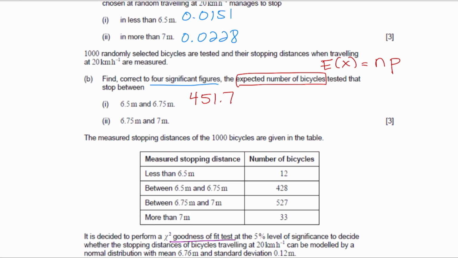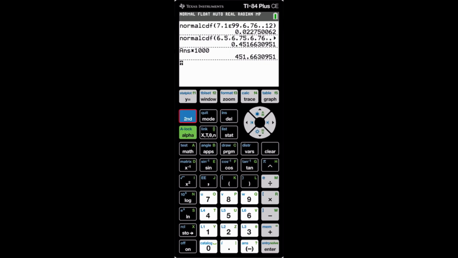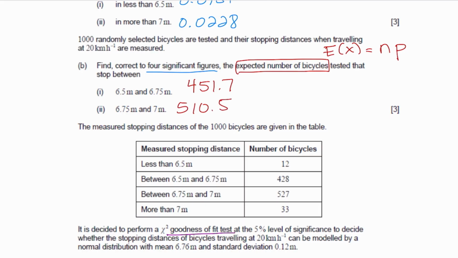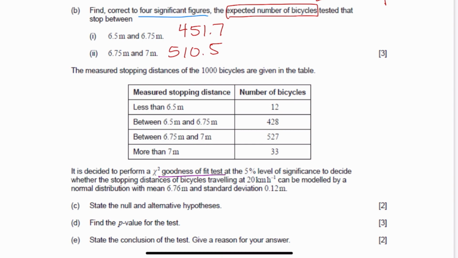Then I do the same thing for the next part, which is from 6.75 to 7. So back to the calculator we go. Second vars, option 2, normal CDF. In this case, we're going to change this lower bound to 6.75 and the upper bound to 7. Press enter and enter. And so that answer is going to get multiplied by 1,000 because we have to figure out the expected amount and we have to round this to 4 significant figures. So the answer is going to be 510.5. You're going to have to round the 4 up because the number next to it is 5. So this is 510.5. The measured stopping distances of the 1,000 bicycles are given in the table.